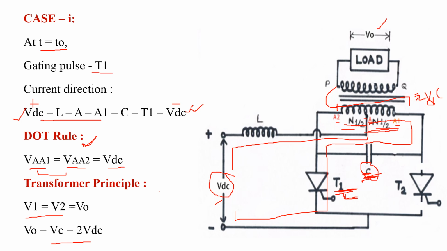And here the load is connected across the secondary winding. So here the secondary voltage V2 is the same as the load voltage, that is V0, that is nothing but this one. V2 is equal to V0, and we already know the total amount of primary voltage is the same as the voltage across the capacitor. So finally we can conclude that V0 is equal to Vc is equal to 2 VDC. This is the first case of working of the parallel inverter.